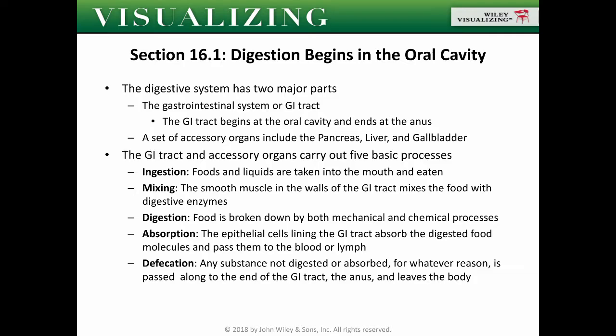And then for the chemical processes, you have your salivary amylases, the different enzymes, and even the bile salts that chemically degrade the food that you eat. Absorption: epithelial cells lining the GI tract absorb the digested food molecules and pass them to the blood or the lymph. And defecation: any substance not digested or absorbed for whatever reason is passed along to the end of the GI tract, which is the anus, and leaves the body.